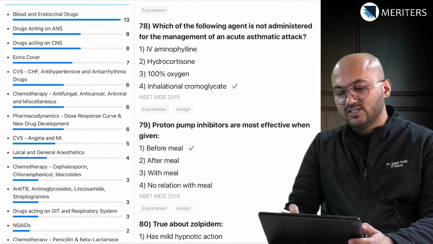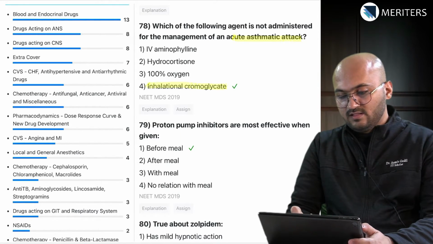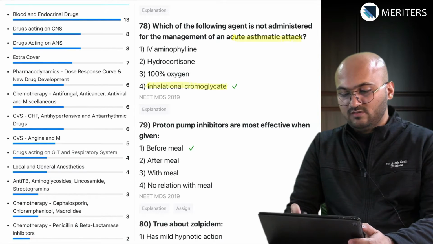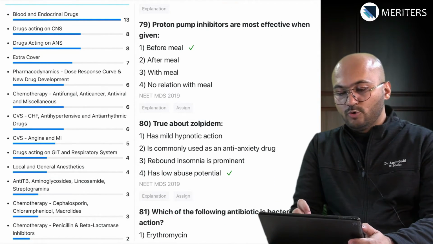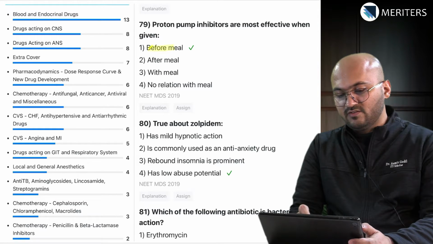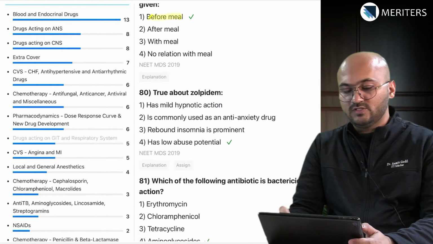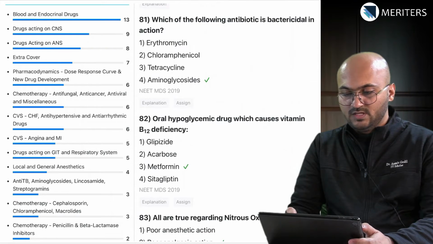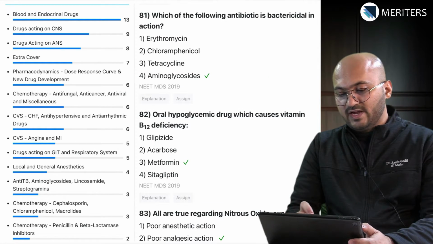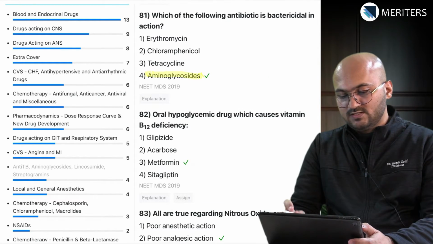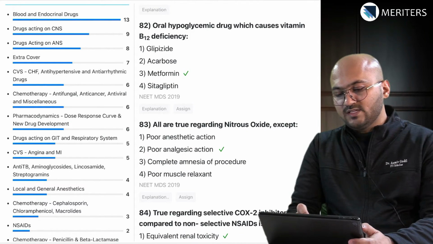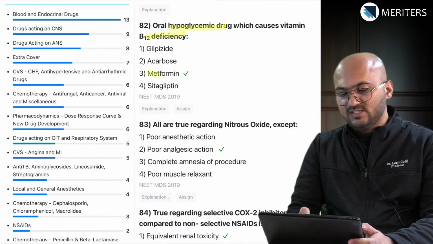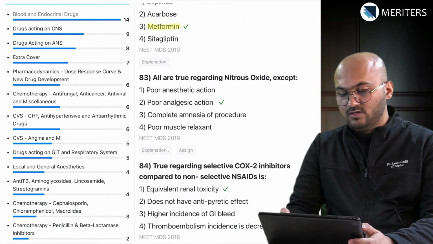Which of the following agent is not administered for the management of an acute asthmatic attack? That's cromoglycate. Repeat question, different language. Proton pump inhibitors are most effective when given before meal. Repeat question, different language. True about zolpidem, it has low abuse potential. It is an antidepressant for CNS. Which of the following antibiotic is bactericidal in action? Aminoglycosides. Oral hypoglycemic drug which causes vitamin B12 deficiency is metformin, endocrinal drug.